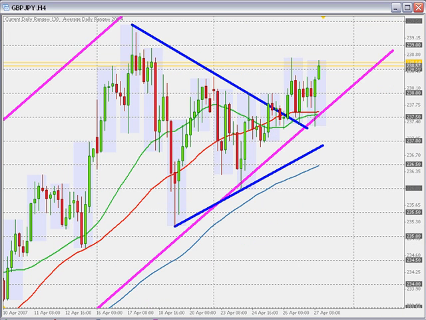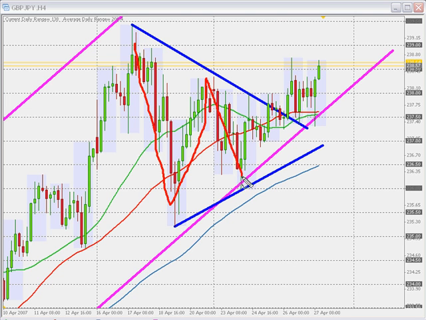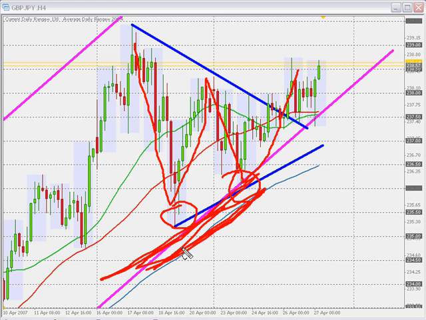There it is. It's a similar formation that we saw on my Euro JPY trade a couple of days ago, with a W formation with a higher low off the channel bottom. You see that?